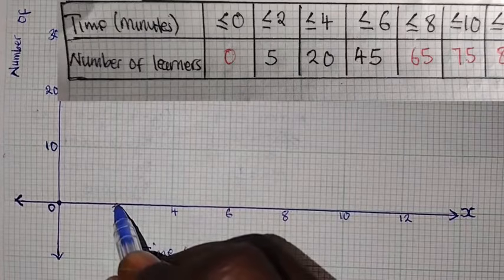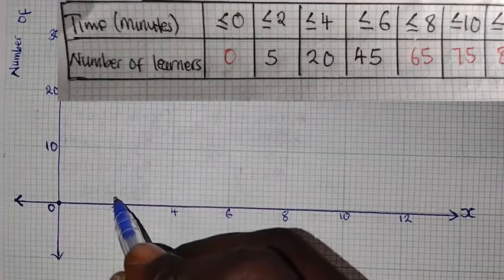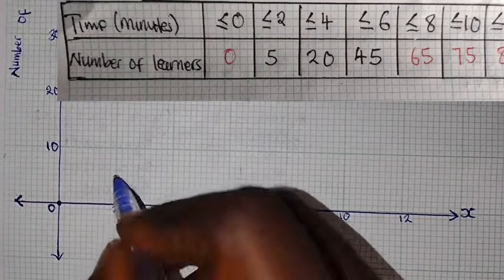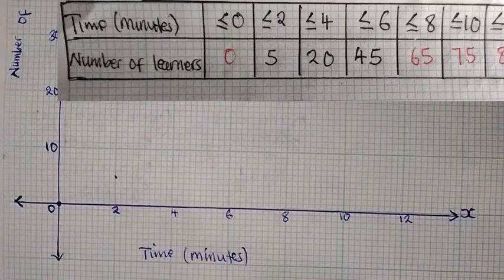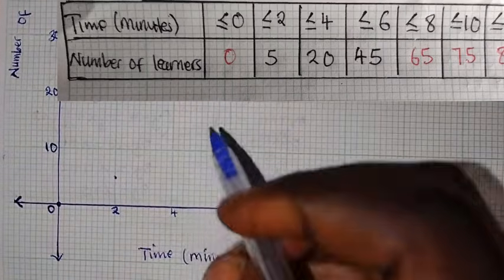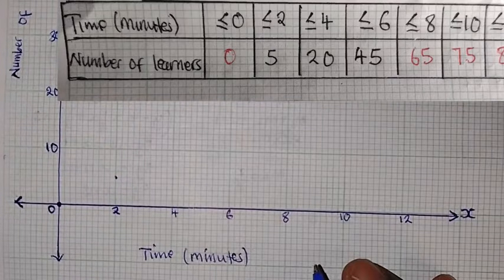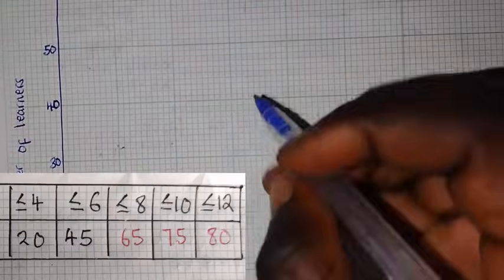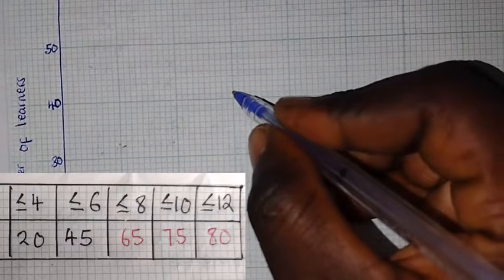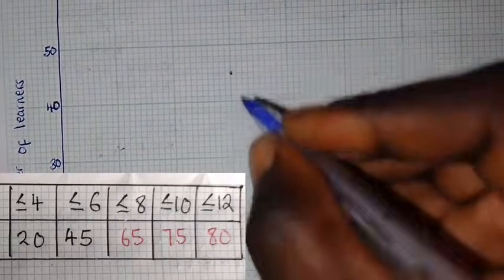2 on the x-axis is right here. Where is the 5? Since it's 10 units from here to here, you need to count 1, 2, 3, 4, 5. So this is where the 5 is going to be. Then the next one is 4, 20. 4 is right here. Where is the 20 on the y-axis? This is the 20. Then the next point is 6, 45. So the 6 is right here. Where is our 45? This is our 40, so 40, 41, 42, 43, 44, 45. This is where our 45 is going to be.